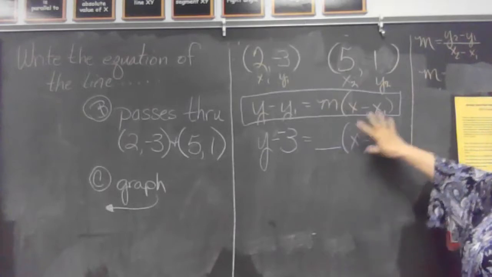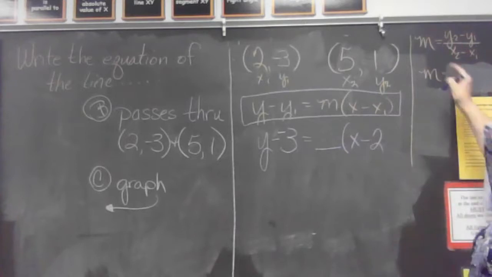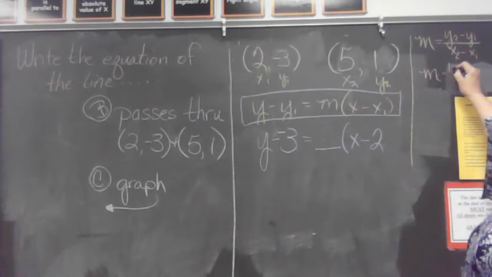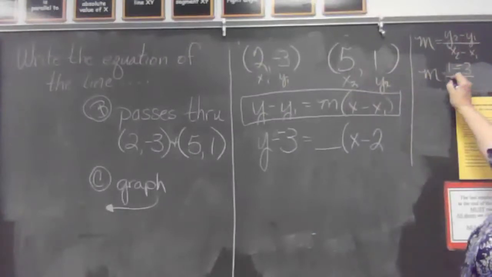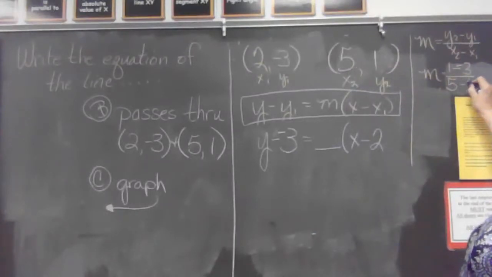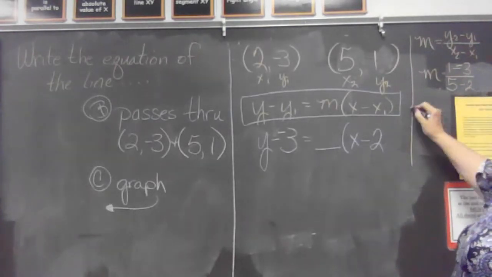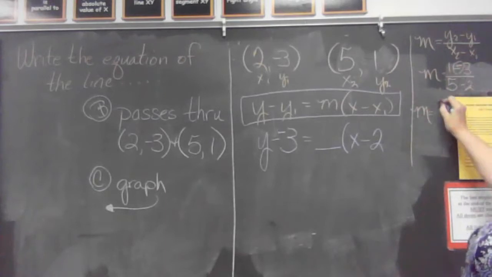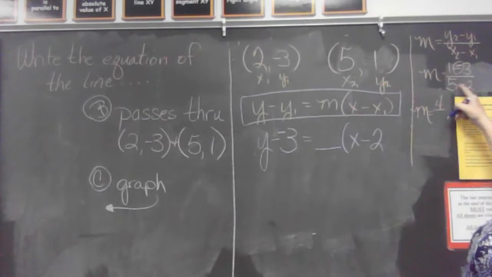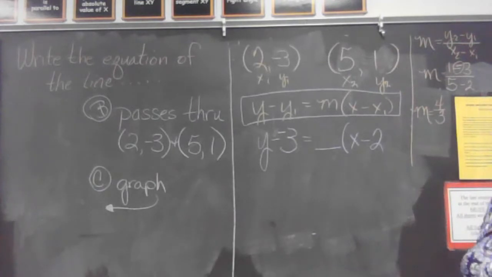But again, we were not given the slope. So we go take a side trip over here to find the slope. So y2 is 1 minus y1 is a negative 3 over x2, 5 minus 2. Okay? And so we just work this problem. 1 plus 3 is 4 over 3. So our slope is 4/3. Any questions on that?